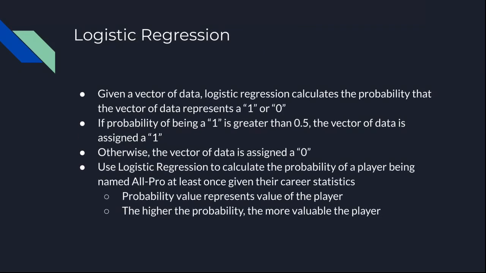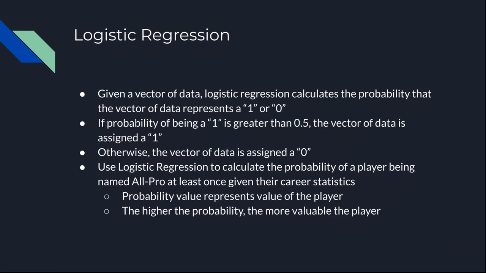Given a vector of data, logistic regression can be used to calculate the probability that the vector of data represents either a 1 or a 0. If the probability of being a 1 is greater than 0.5, the vector of data is assigned a 1.